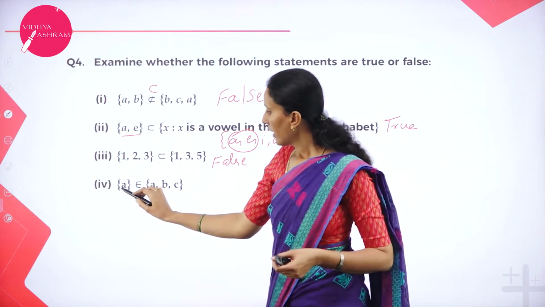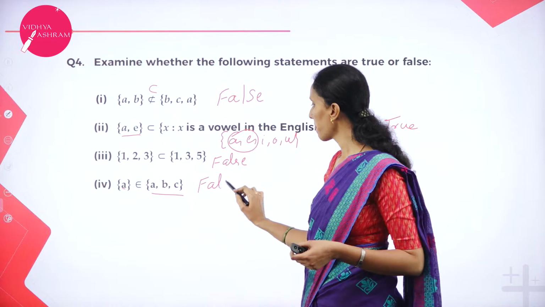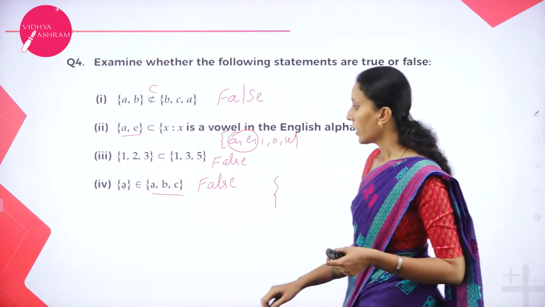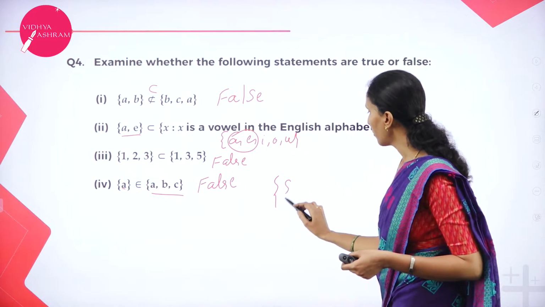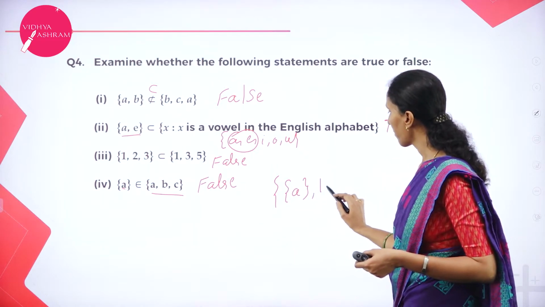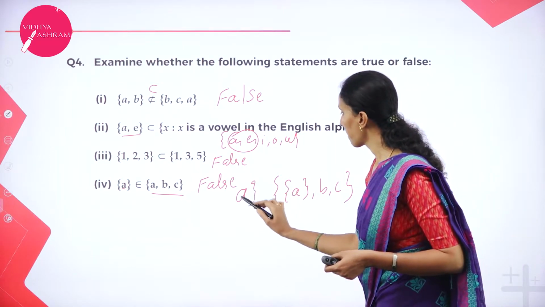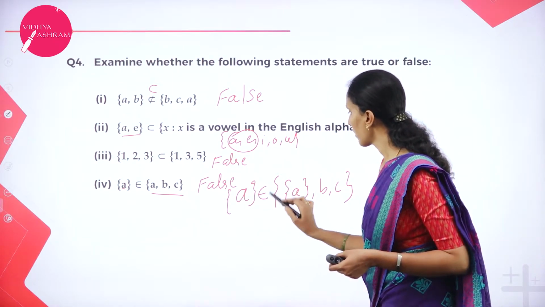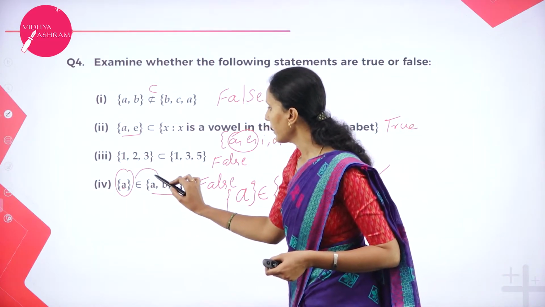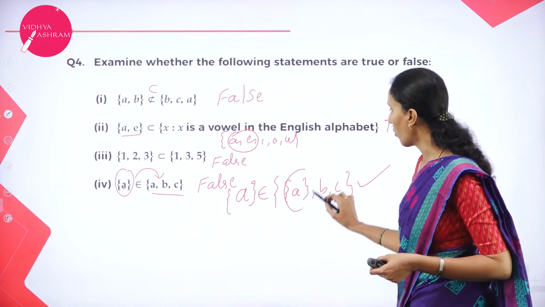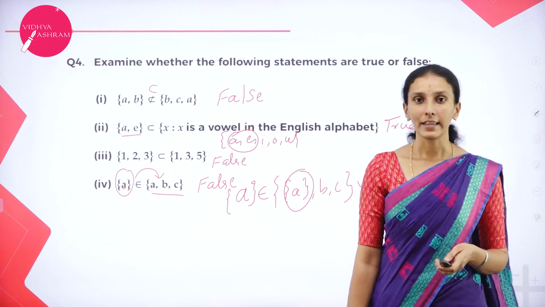Next, A belongs to {A, B, C}. Again, this is false. Because if this element is in this set, then it should be written in this form. So this is true actually. So this is correct. So if this element must be in this set, then it should take this form, not only A. So therefore, the given statement is false.